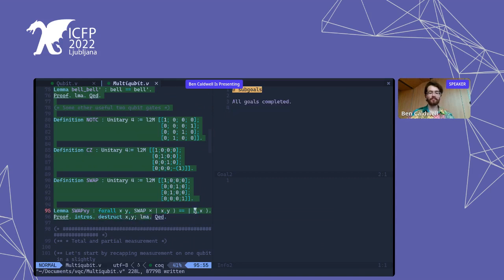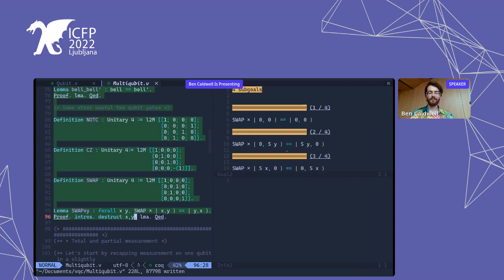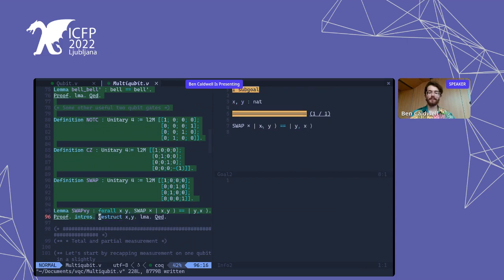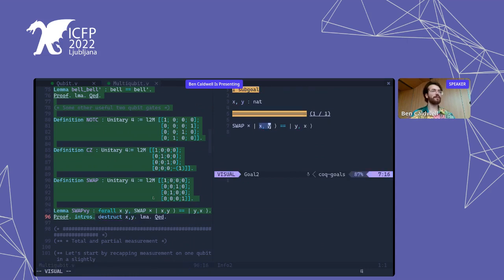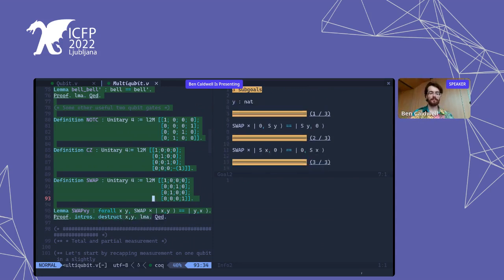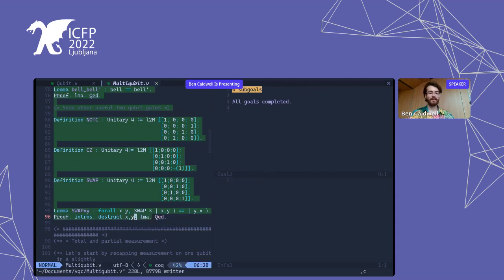We can use LMA, and the destruct here is just destructing this X and Y, which are natural numbers, and then it builds the state from those. If it's 0, it goes to a 0 state. If it's 1, it goes to another. And then it can be solved for us automatically.